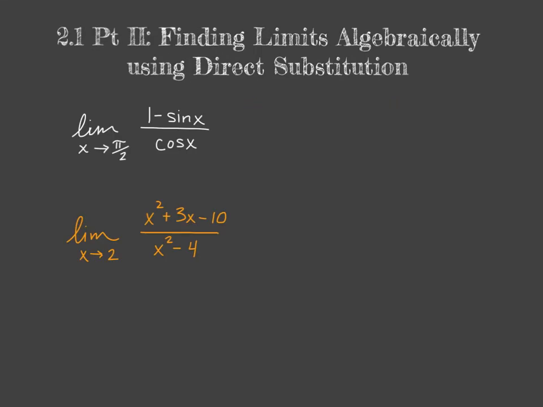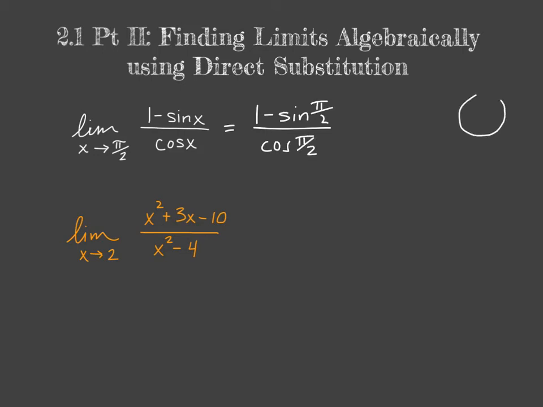Let's look at a couple examples where direct substitution does not work. So let's look at this top example first. The limit as x approaches pi over 2 of this wonderful function here. So I'm going to attempt to use direct substitution as we always should first. So 1 minus the sine of pi over 2, all over the cosine of pi over 2.